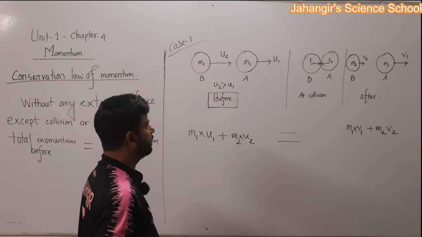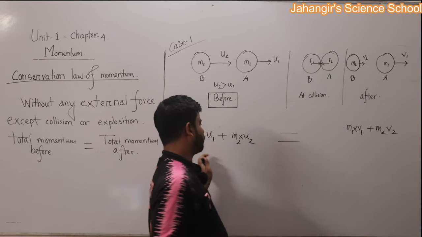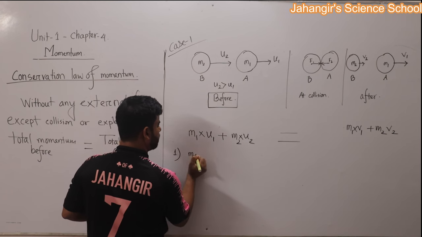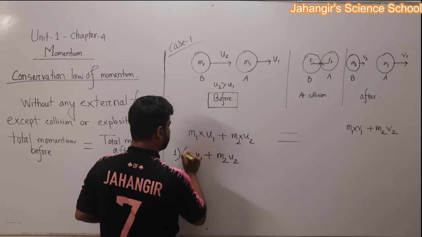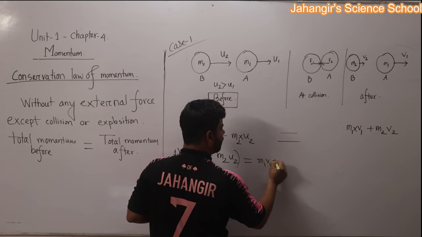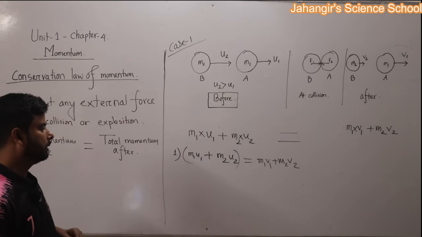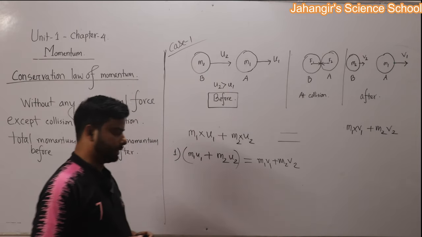If two objects move separately after collision, then the formula will be m1 u1 plus m2 u2. So total momentum before is equal to total momentum after, m1 v1 plus m2 v2.